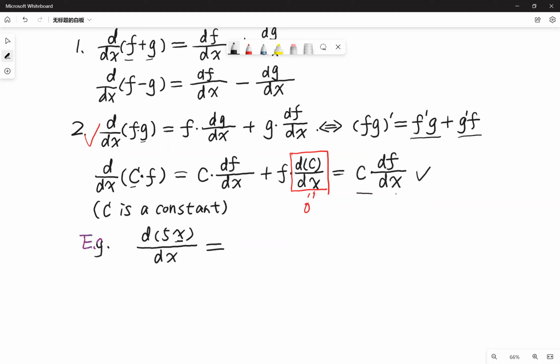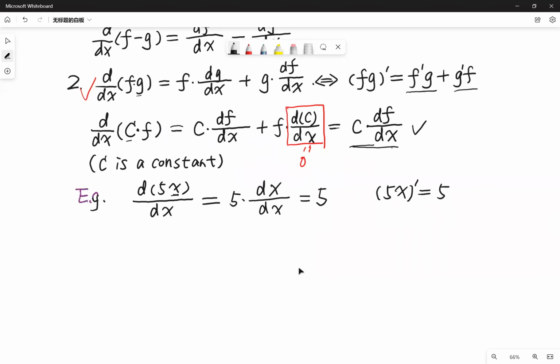Then it's just equal to this one. c is 5 and dx by dx is 1, then this one is equal to 5. Also, you can get this differential immediately by the formula we have introduced. The derivative is equal to 5 immediately. Also, you can use this formula. And let's see another: cx prime is equal to c.